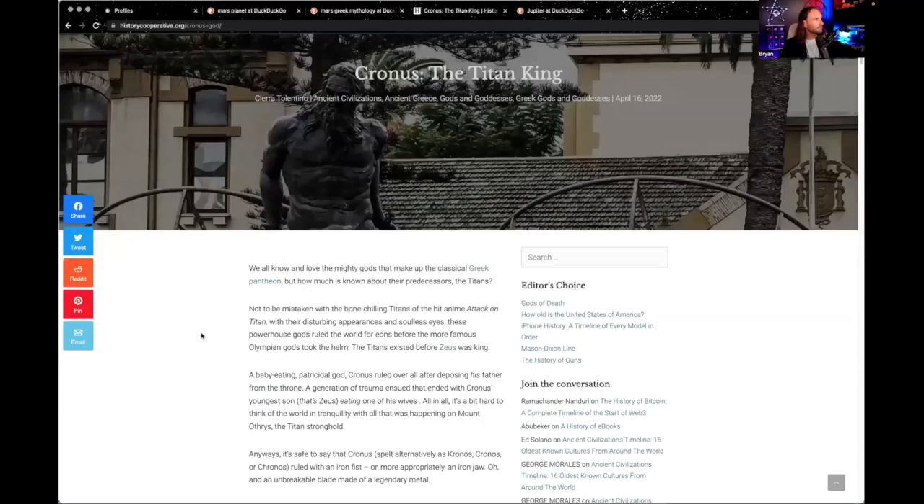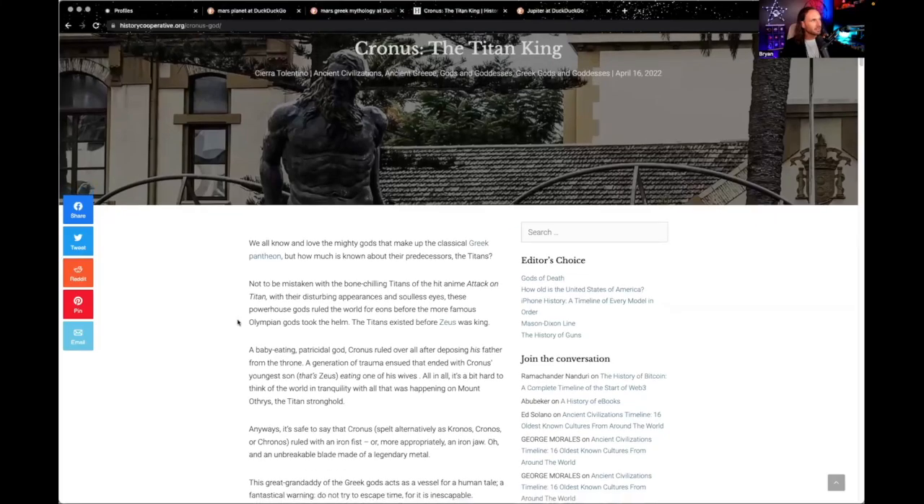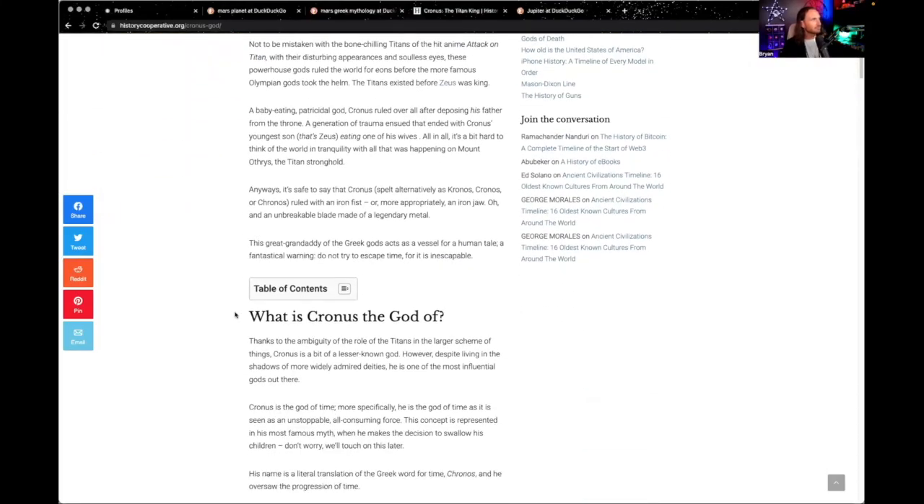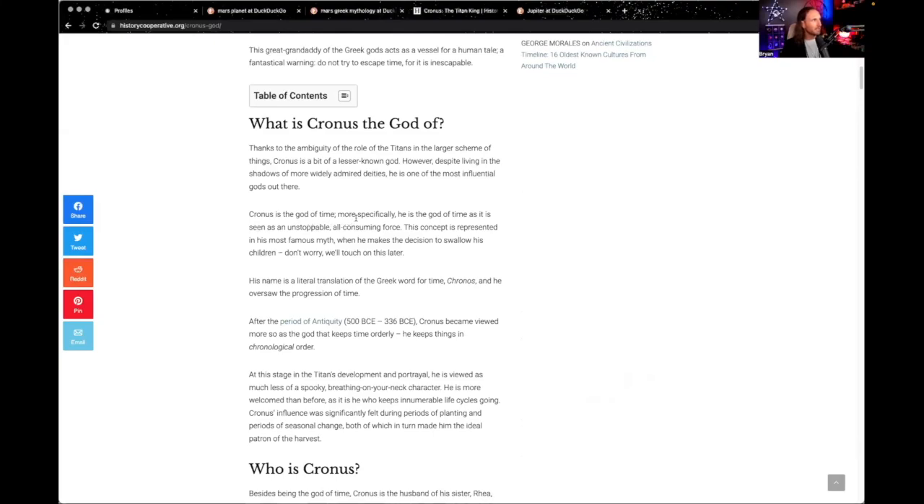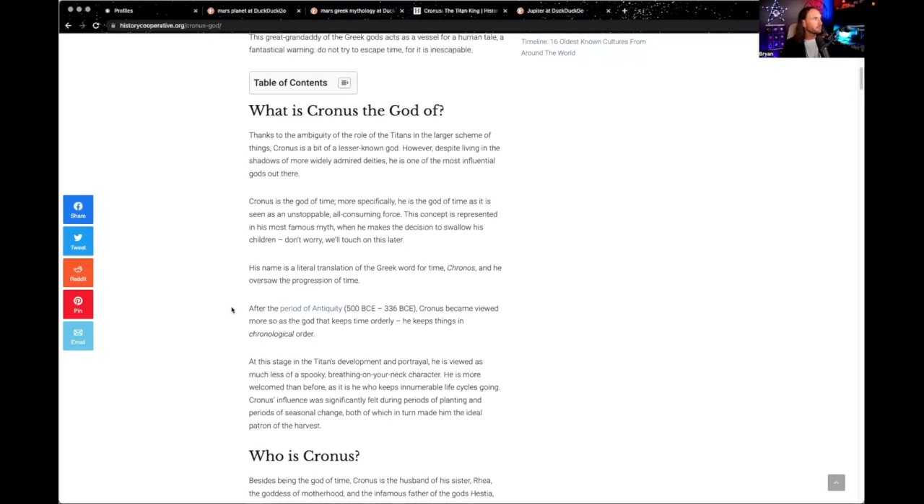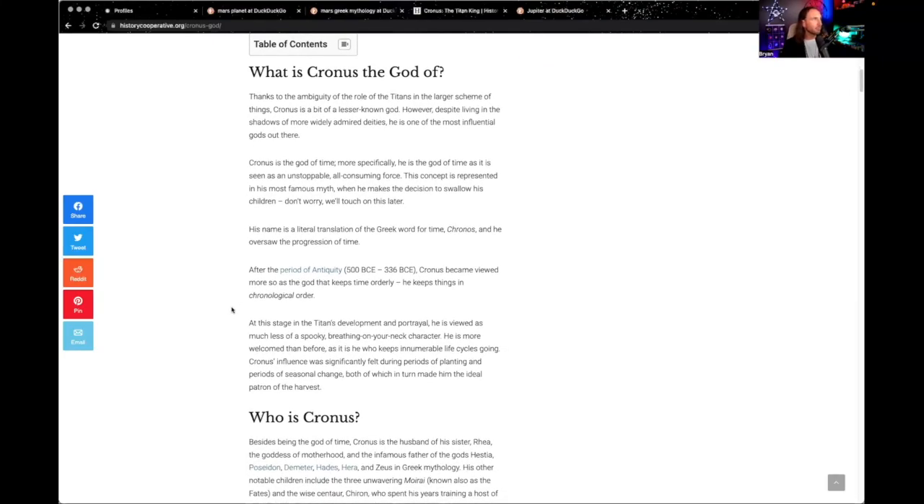The Titan King. We all know and love the mighty gods that make up the classical Greek pantheon, but how much is known about their predecessors, the Titans? Whoa. Thanks to the ambiguity of the role of the Titans, Kronos is a bit lesser known god. Kronos is the god of time. That's the important thing with Saturn too, is Saturn is the god of time. Everything takes time. Saturn's a good reminder that you don't grow up and achieve everything in one day. It takes a lifetime, if you will, to reach the biggest things. Chronos actually is the Greek word for time.